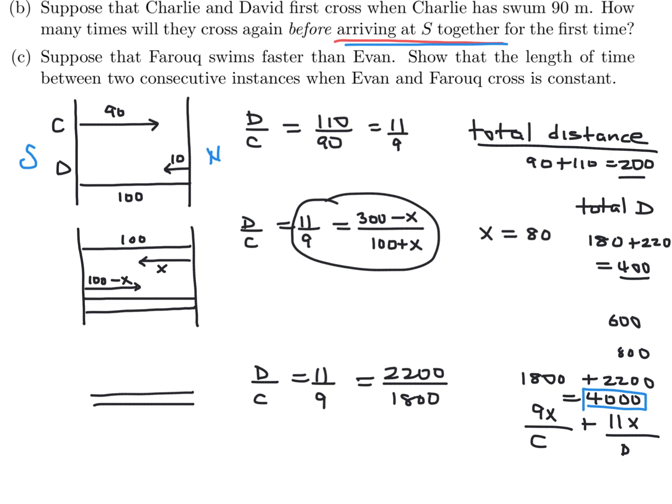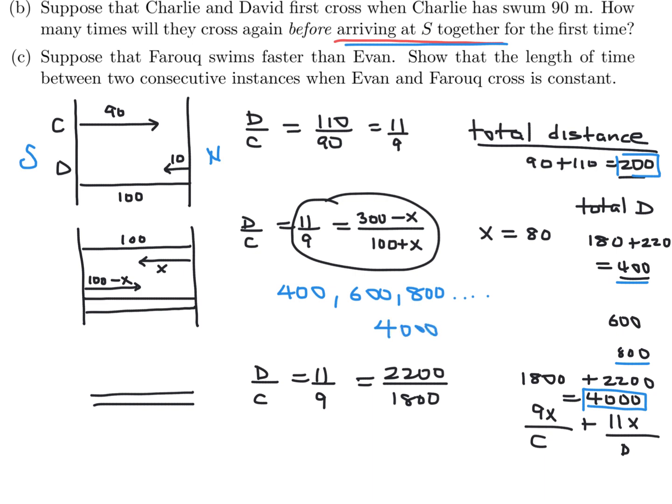So they're going to meet initially, when the question says, which is right here, when the total distance is 200. They're going to meet again at multiples of 200. So 400, 600, 800, and so on, all the way till we get to 4,000, I believe. Yeah, 4,000.